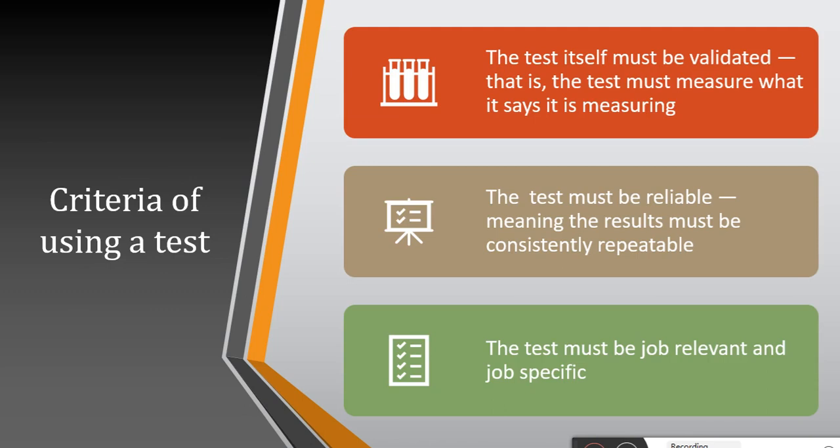The one slide which we left was regarding criteria of using a test. The test itself must be validated, that is, the test must measure what it says it is measuring. This context is used in each and every type of test. The second thing is the test must be reliable, meaning the result must be consistently repeatable. And the third thing is the test must be job related, job relevant, and job specific. Now let me explain a little bit more about these three things.